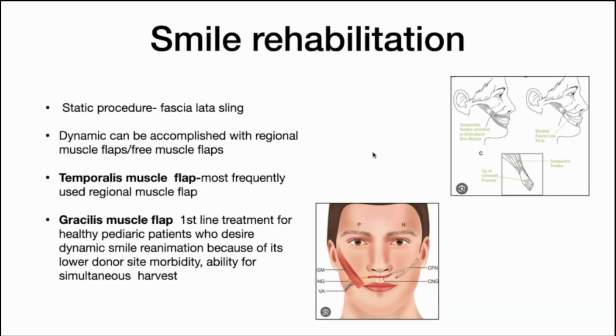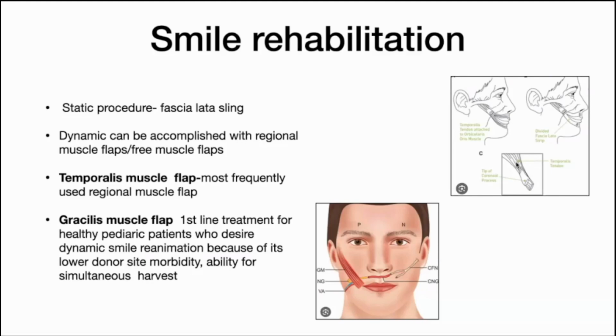Regional muscle flaps include the temporalis muscle. This temporalis muscle is removed from the tip of the coronoid process, and then it can be divided into fascicles and inserted into the orbicularis oris muscle. The other dynamic flap is the gracilis muscle flap.